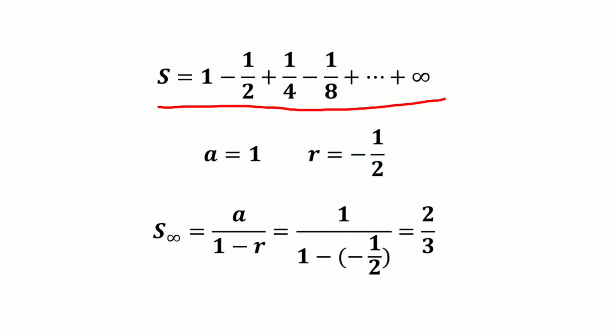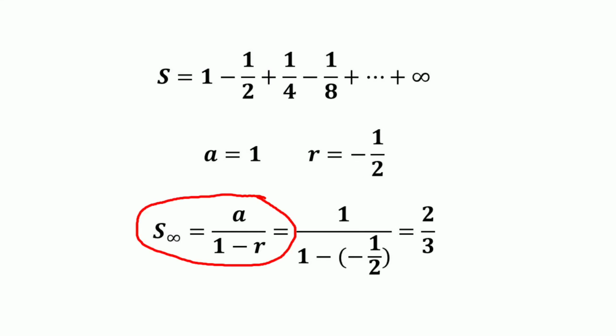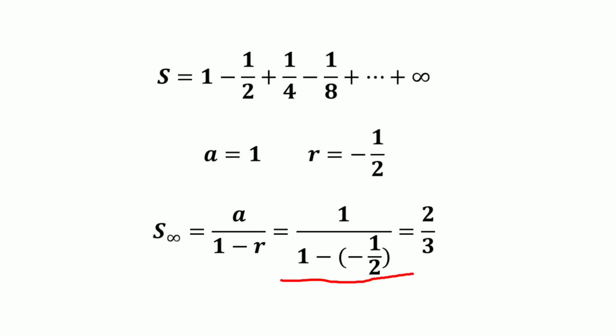Consider one more geometric sequence, that is 1 minus 1 by 2 plus 1 by 4 minus 1 by 8 plus and so on, where the first term a is equal to 1 and the common ratio r is equal to -1 by 2. Therefore, the sum of the given infinite geometric series is equal to a divided by 1 minus r, which is equal to 1 divided by 1 minus (-1 by 2), which becomes 1 divided by 1 plus 1 by 2, which is equal to 2 by 3.